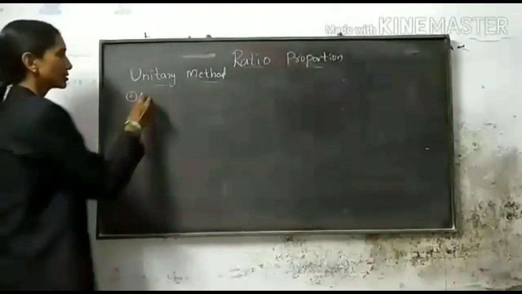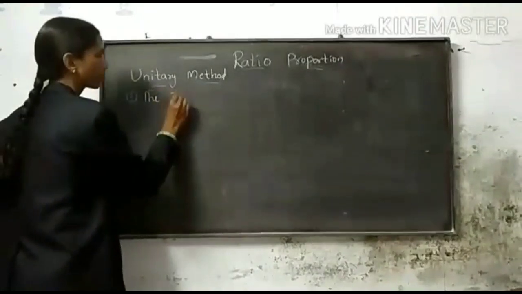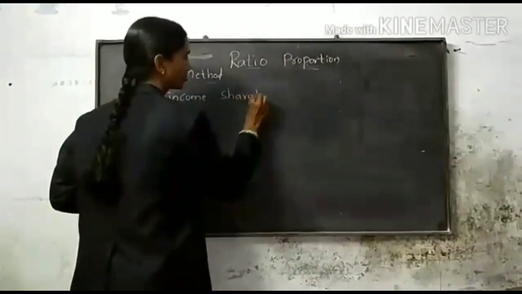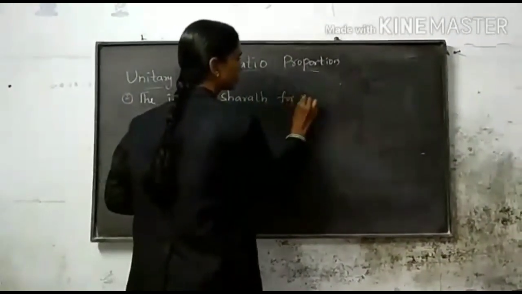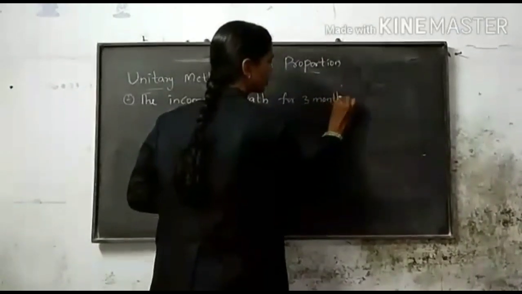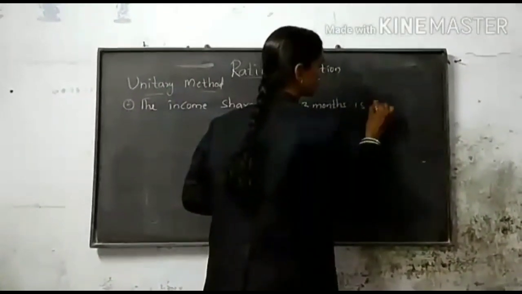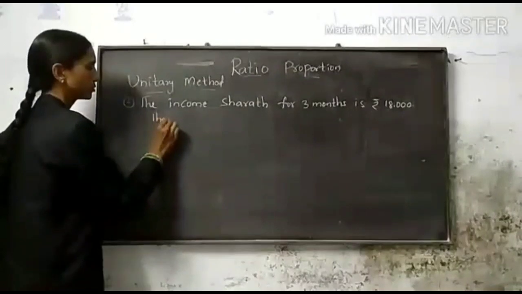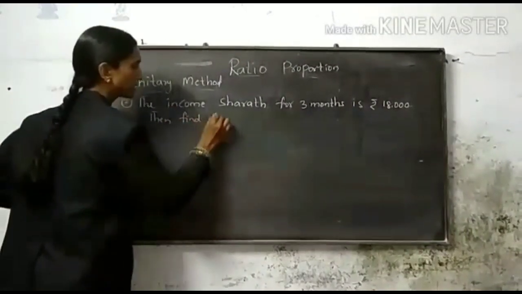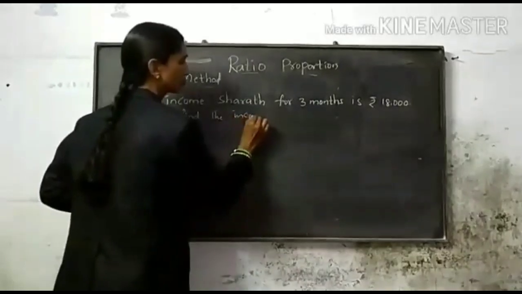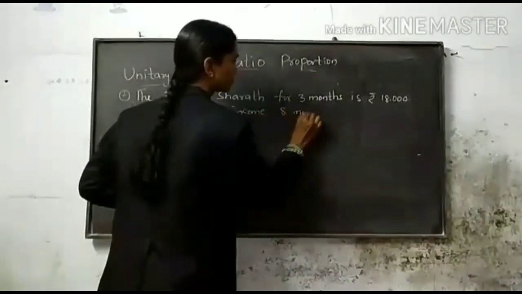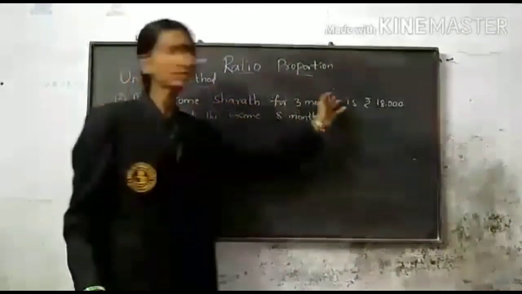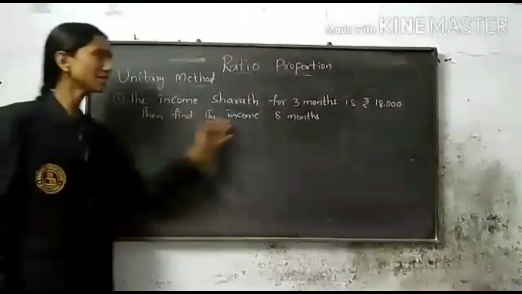For the unitary method, here is another example. The income of Sharat for 3 months is rupees 18,000. Then find the income for 8 months. Here it is given that the income of Sharat for 3 months is rupees 18,000. Then find the income for 8 months.